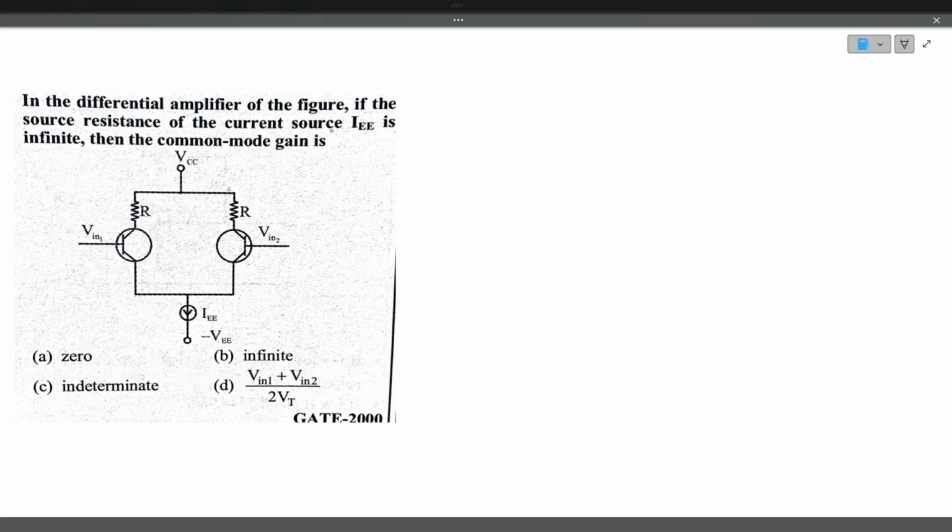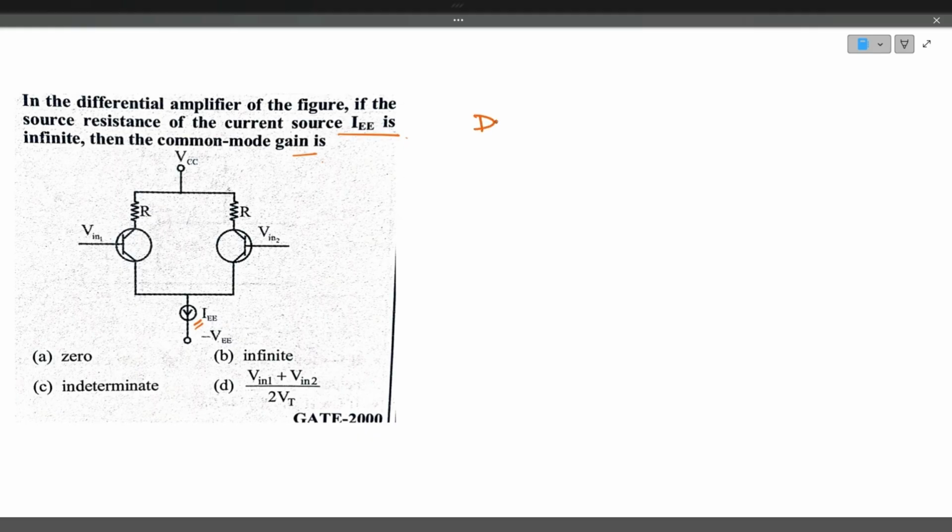In the differential amplifier of the figure, if the source resistance of the current source IEE is infinite, then the common mode gain is. He's telling the source resistance of this particular current source is infinite. So now we'll see what is common mode gain and differential mode gain.